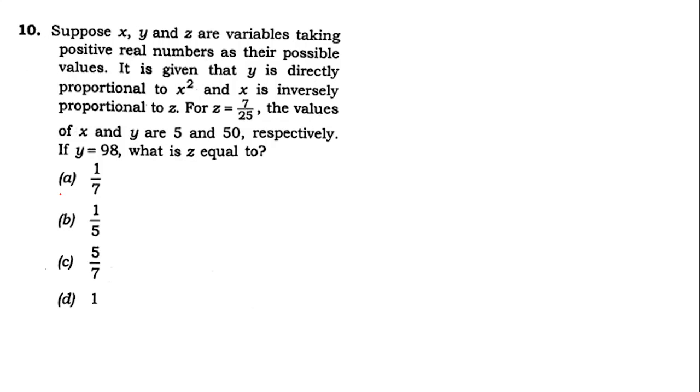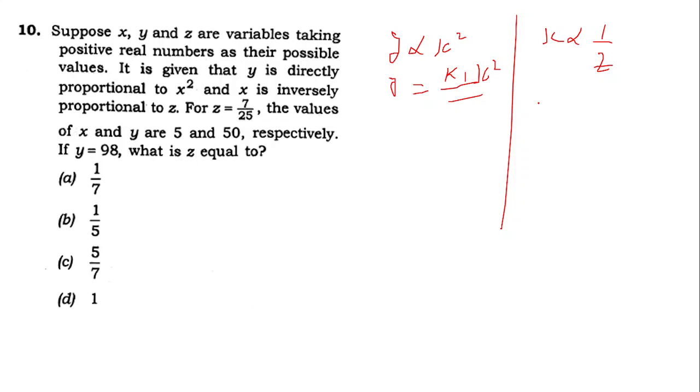Suppose x, y and z are variables taking positive real numbers as their possible values. It is given that y is directly proportional to x square. Whenever we have directly proportional, to make it equal, we have to use a constant. So we'll use constant as k1 x square. Okay, this is one. It is given that y is directly proportional to x square and x is inversely proportional to z. So this becomes 1 by z, or x is equal to k2, this is another constant, divided by z.